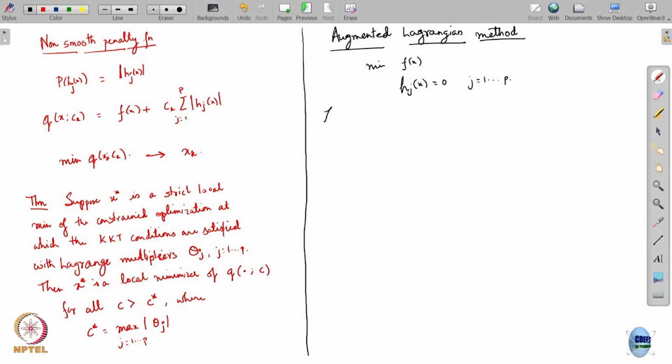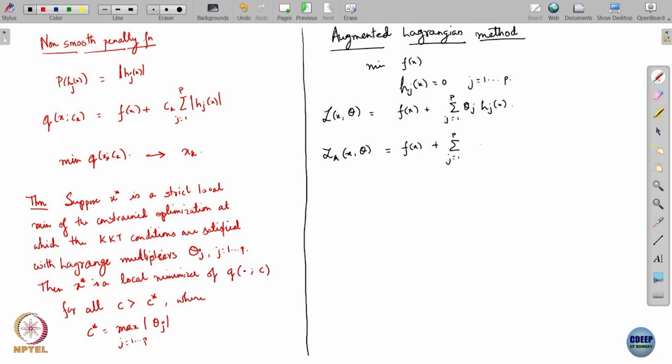Now, the Lagrangian is defined in this way. The Lagrangian was a function of x, and if these are Lagrange multipliers theta, we define the Lagrangian as f plus the summation of theta_j h_j(x). The augmented Lagrangian is this particular quantity. The augmented Lagrangian is L(x, theta), which is f(x) plus the summation from 1 to p.